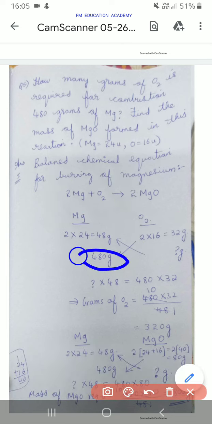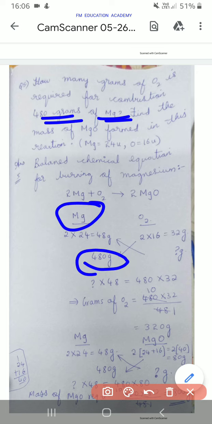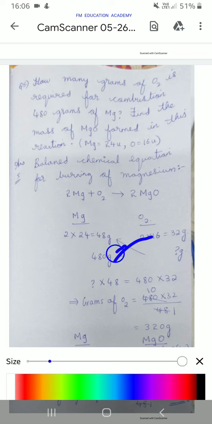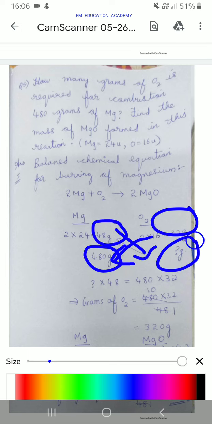Then this is given in the question value. 480 grams of magnesium. So on the magnesium side, write 480 grams. It is asking how many grams of oxygen, means this is asked. Okay, like this you should do for all the questions if it comes. Now cross multiply these values, 48, 480, 32 and question mark.